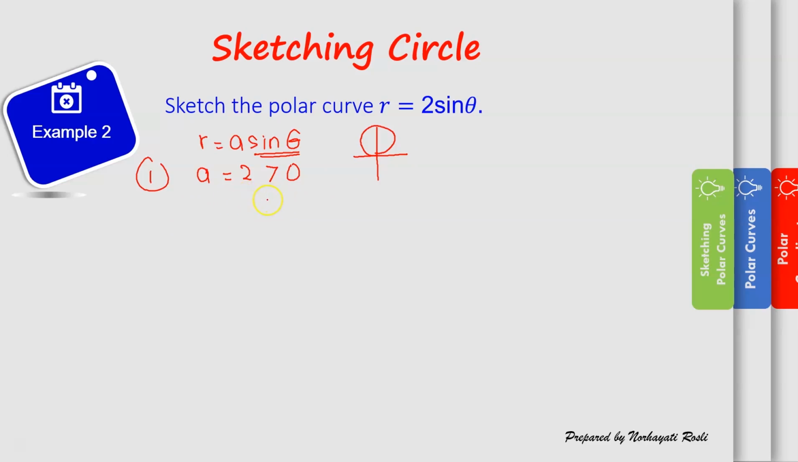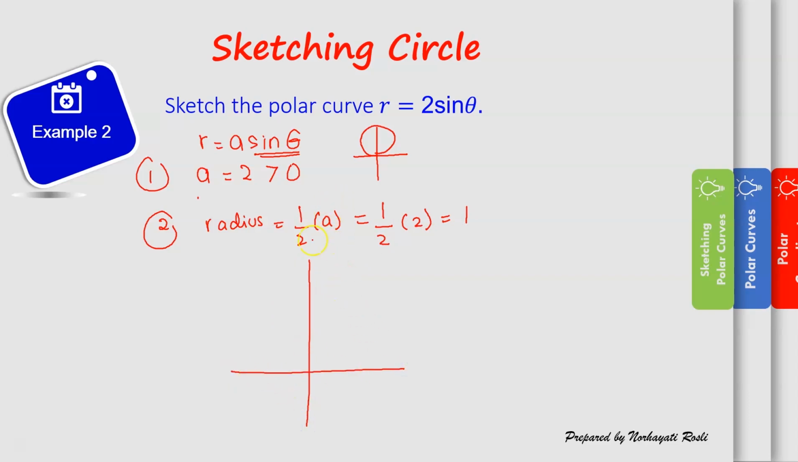So, for this case, when a equal to 2, which is greater than 0, our circle will have a diameter equal to 2. And the radius will be equal to 1 over 2 times a, so equal to 1 over 2 times 2 equal to 1. When we plot here, we will have this one as 2, which means that the diameter starting from the origin to this point is 2, and then here for x will be -1 and 1. So we will have this kind of circle.